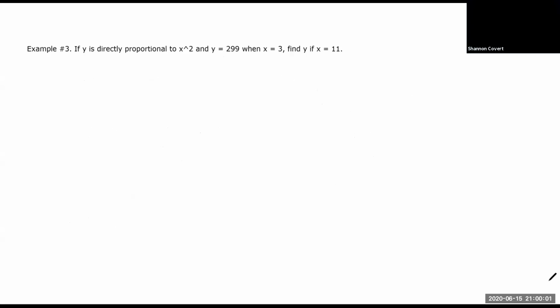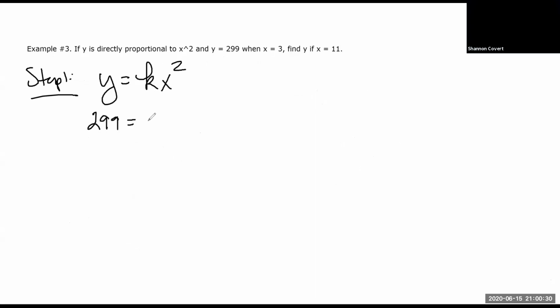Example 3, if y is directly proportional to x squared and y equals 299 when x equals 3, find y if x equals 11. Step 1, y is directly proportional, so that's k, to x squared. Directly proportional to x squared gives me y equals kx squared. I'm going to replace y with 299 equals, k stays k, x gets replaced with 3, so I have 3 squared. I'm going to divide both sides by 9.